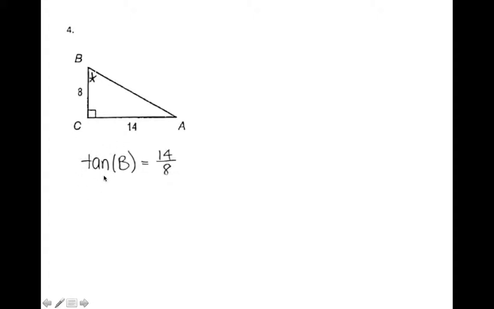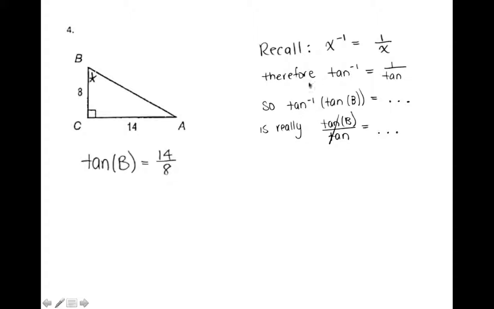So let's recall back to algebra. In algebra, we know that x to the negative 1 is really 1 over x. So that means that tangent to the negative 1, we read this as tangent inverse or inverse of tangent, is really 1 over tangent. So if we were to multiply inverse tangent times tangent of B, if we write this as 1 over tangent, we're dividing, or clearing the tangent function, which would result in just B equals. You want to keep that in mind when we look at the rest of these examples.